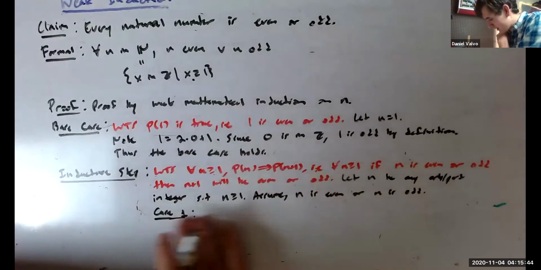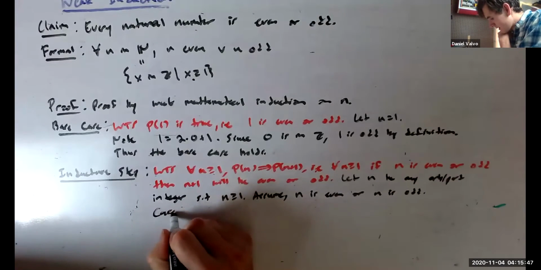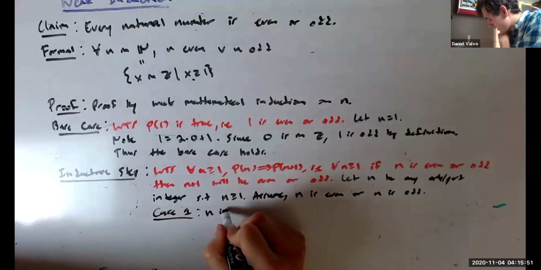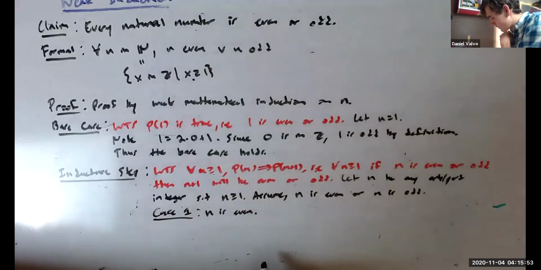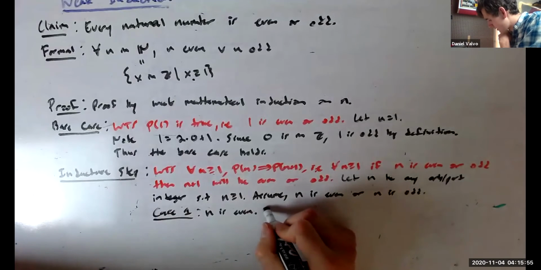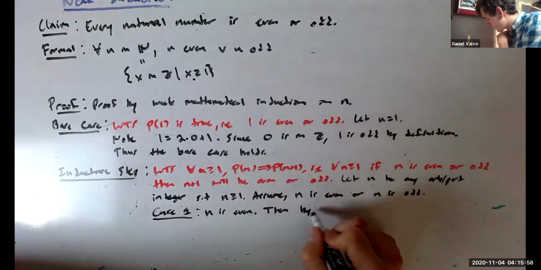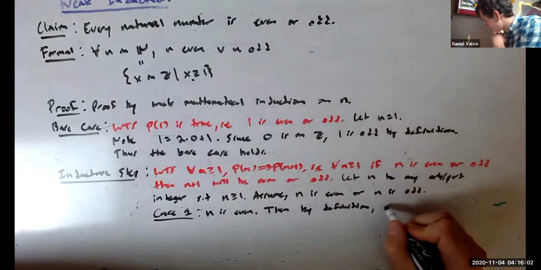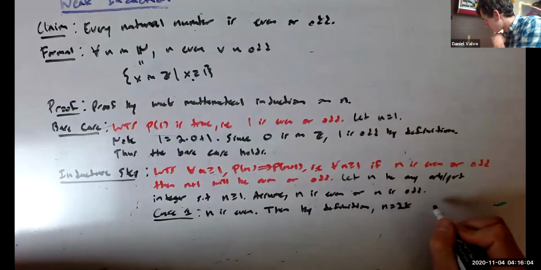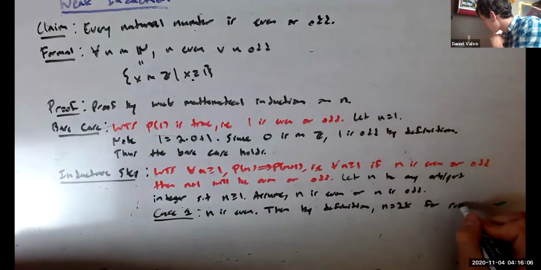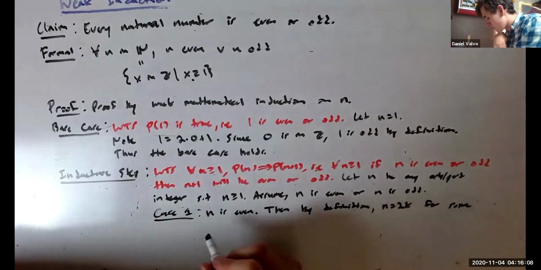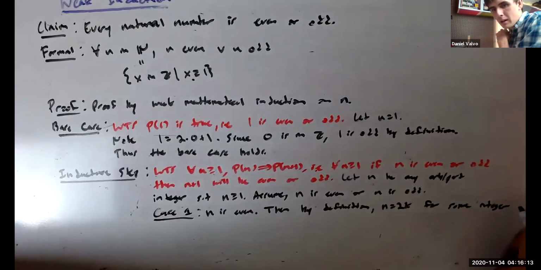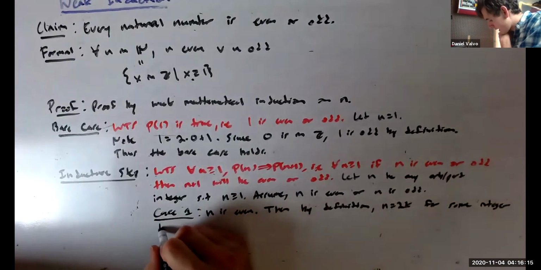Case 1. I didn't like the look of that. Case 1, there we go, much better. n is even. Then, by definition, n equals 2k for some integer k.